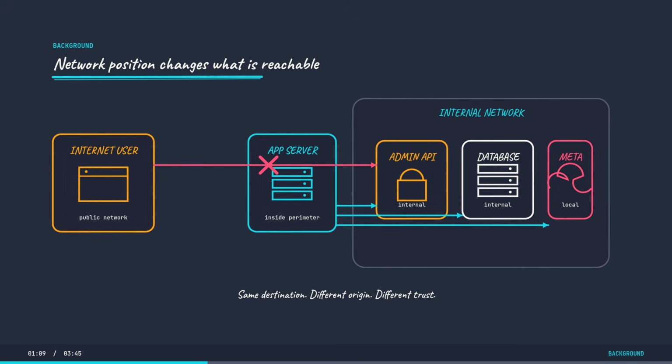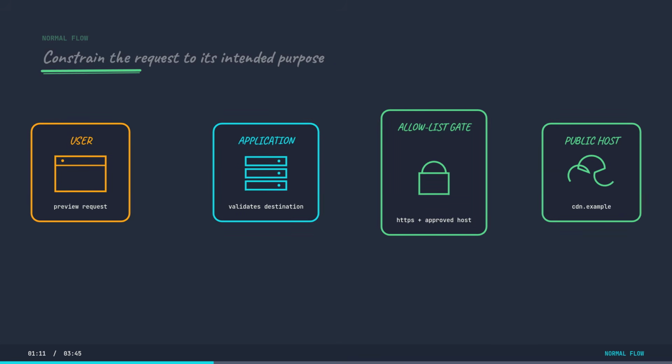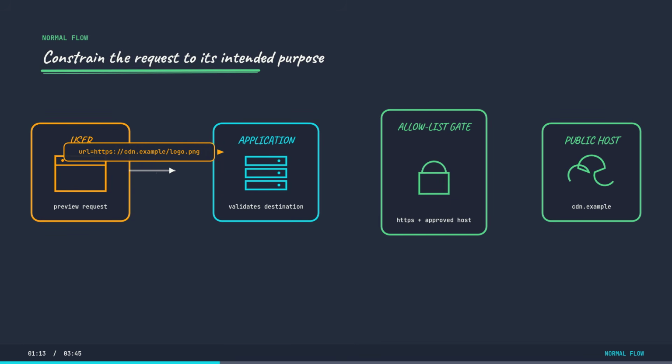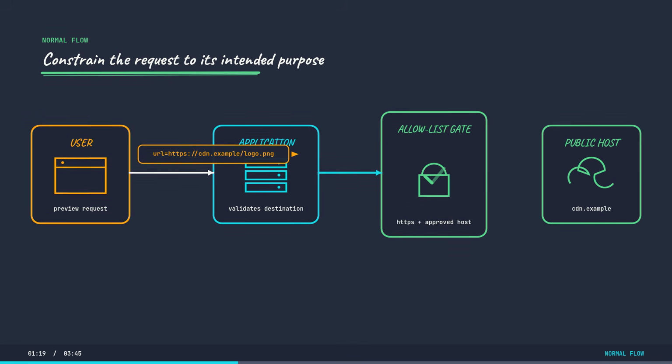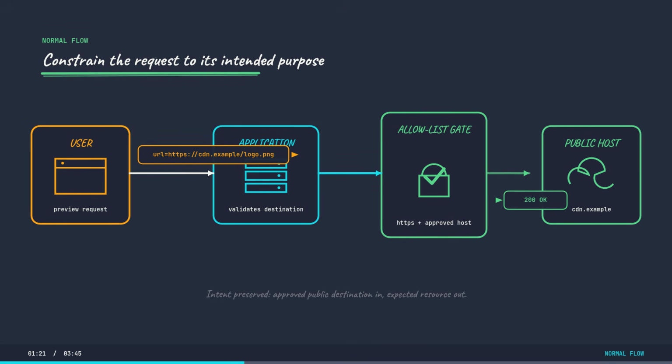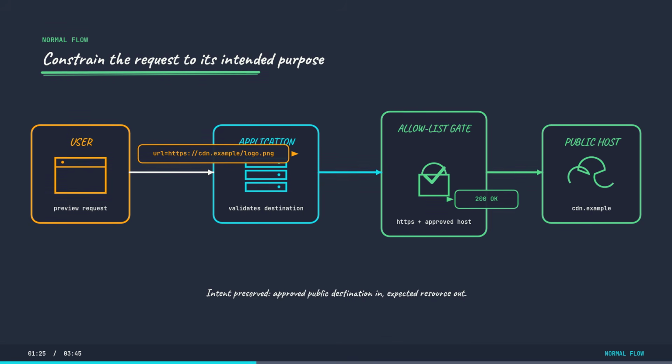Normal behavior in a safe, intended flow: the user submits a public HTTPS URL. The application validates it, the backend fetches the approved remote resource, and the result is returned to the user. Sender, destination, and response all match the feature's purpose.